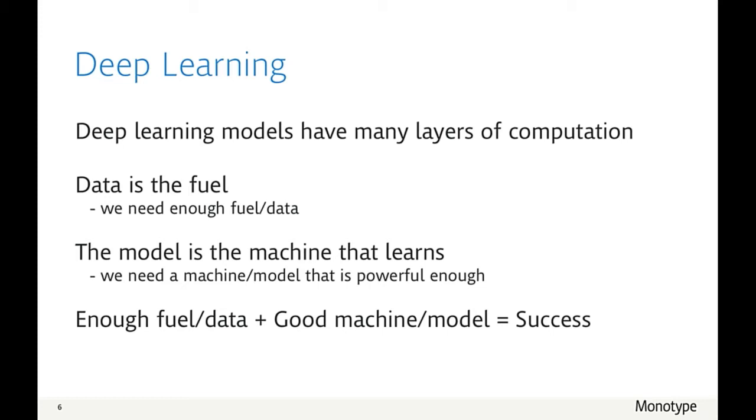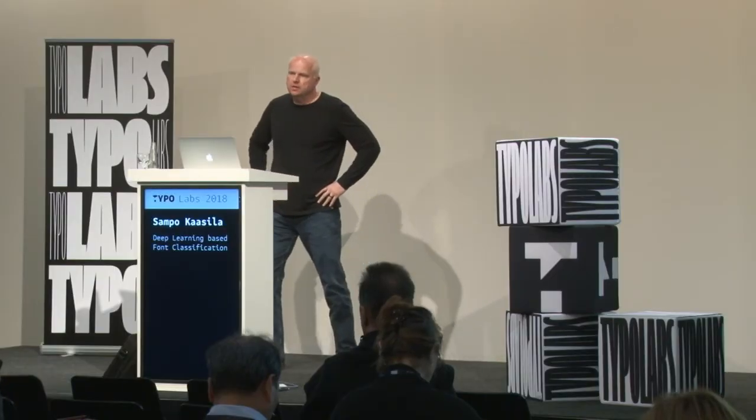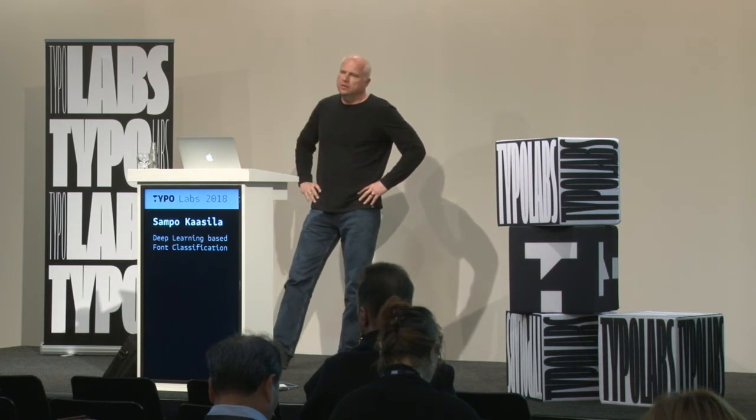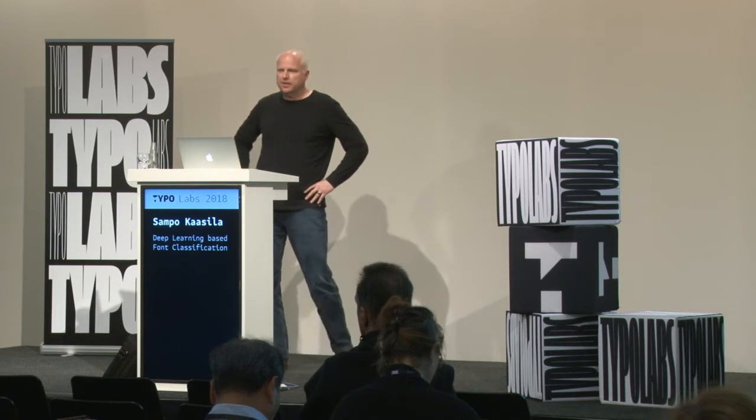Also, what is deep learning? Why is it not just machine learning? One key thing is that deep learning has many layers of computation. So it can actually understand more complexity than most simpler forms of machine learning. Actually, more complexity than any other form of machine learning today.